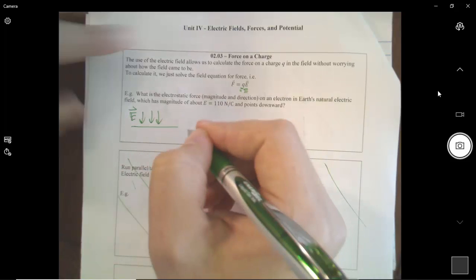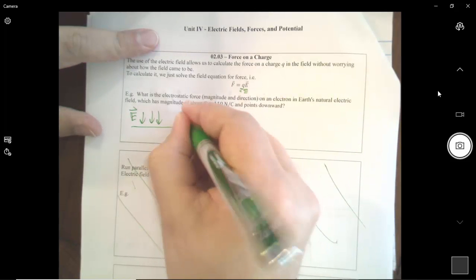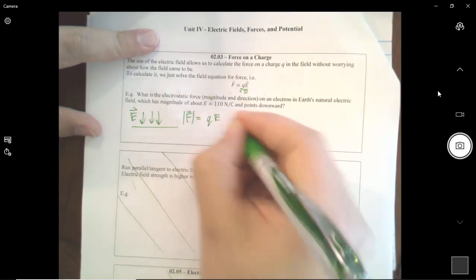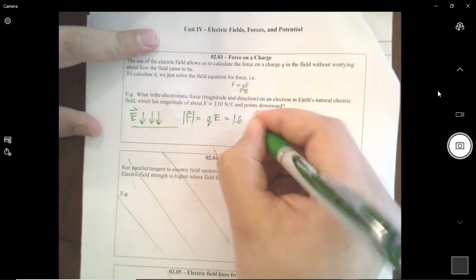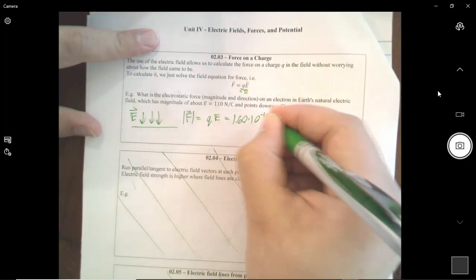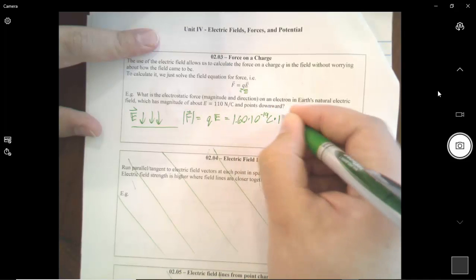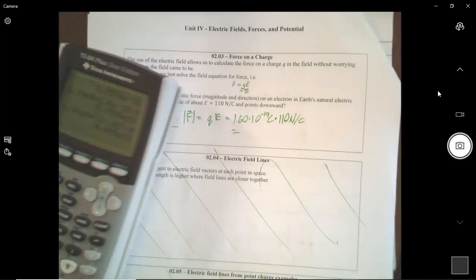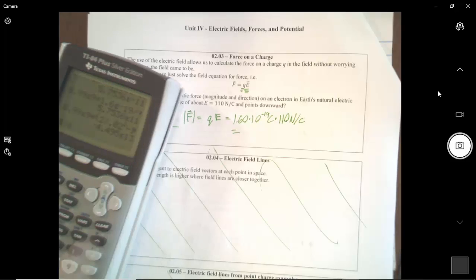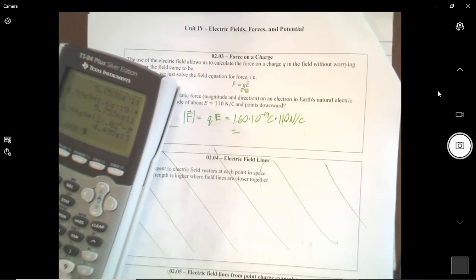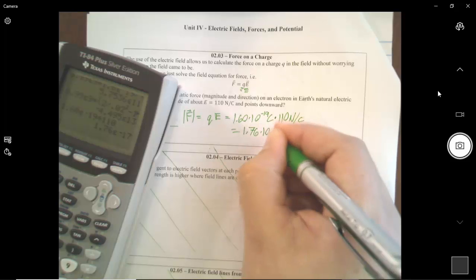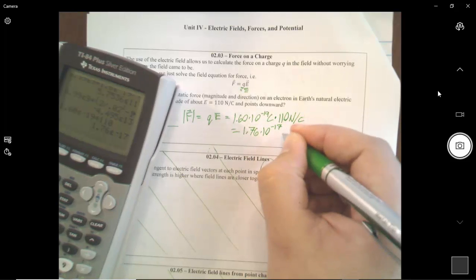So first of all, let's find the magnitude of the force. And so that's going to be 1.60 times 10 to the minus 19 coulombs times 110 newtons per coulomb. And so I should be able to do this without a calculator, but talking and thinking at the same time is hard. It's about 10 to the minus 17 newtons.